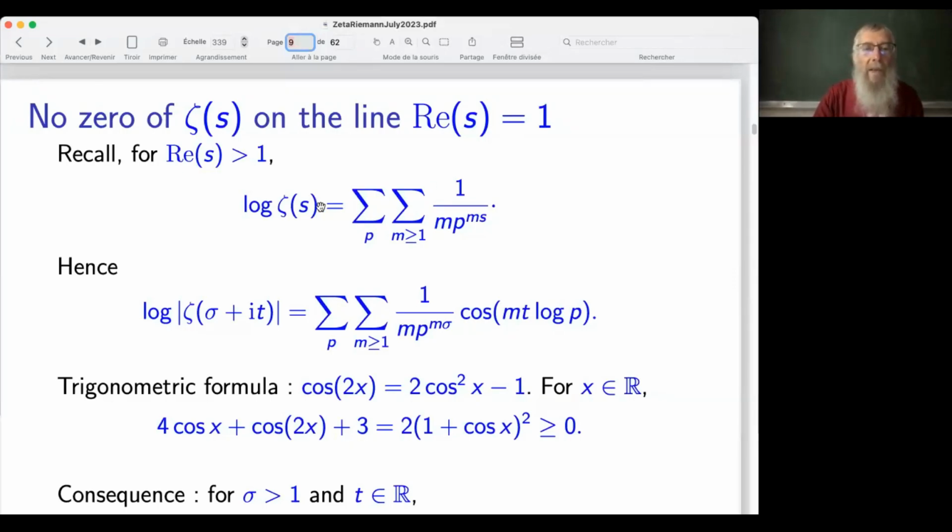In fact, we saw yesterday that for the real part of s greater than 1, we can define a function, which is this function on the right-hand side. It is the sum over the primes p, the sum for m greater than or equal to 1 of 1 over m p to the ms. So it's a convergent series for real part of s greater than 1. And this is an analytic function in this domain. And the exponential of this function is zeta of s. So we write log of zeta of s equal this function. This is the definition of the function log zeta.